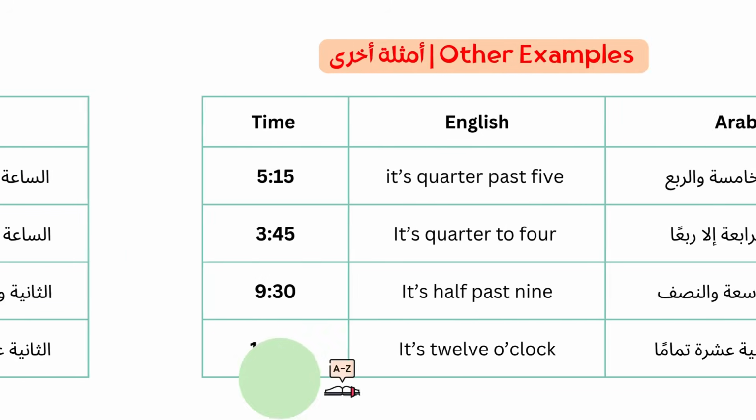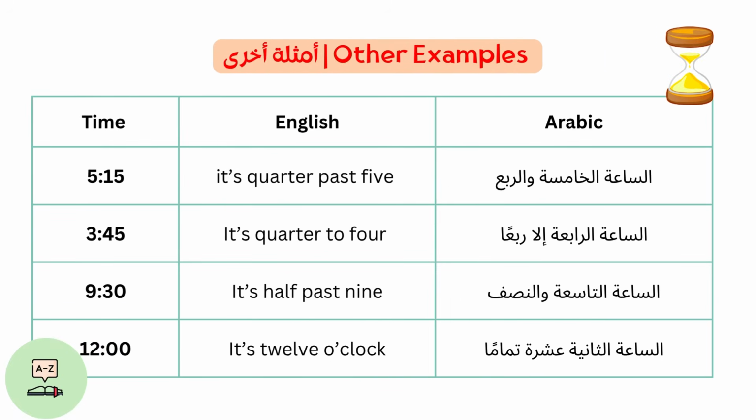Let's look at even more examples to practice. These are everyday times that will help you speak more naturally. Look at this one. It's 5:15. Now this. It's 3:45. Next, it's 9:30. And finally, it's 12 o'clock. These are all common ways to say the time in English. Keep practicing. You're doing great.